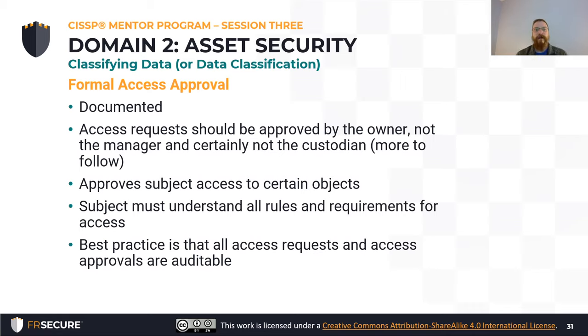I need to send in a request if I want access to data. Whoever the data owner is needs to approve that access. Then the custodian would grant the access. And whoever is being granted access needs to understand what that means. If I'm being granted access to confidential information, I need to know what that means. What does having confidential information mean?